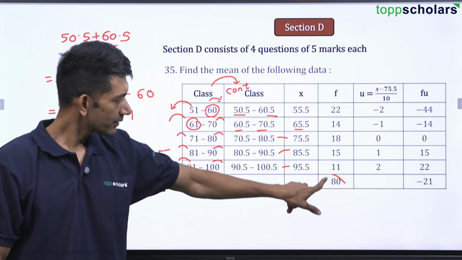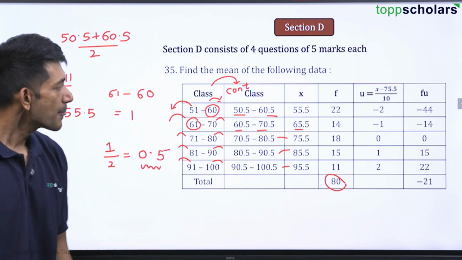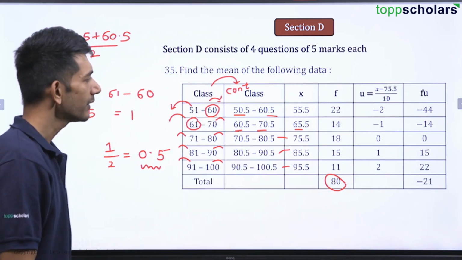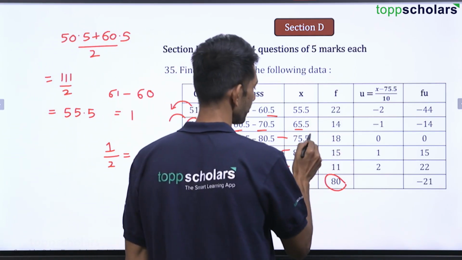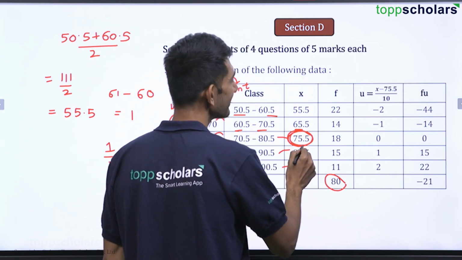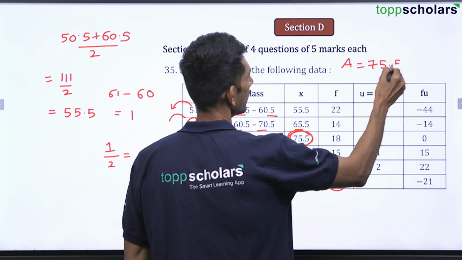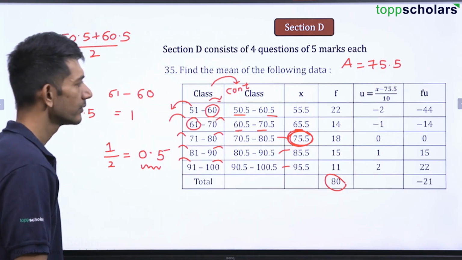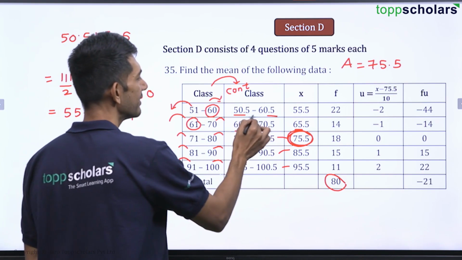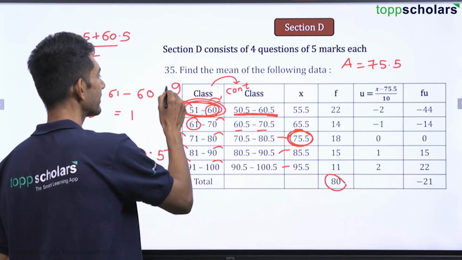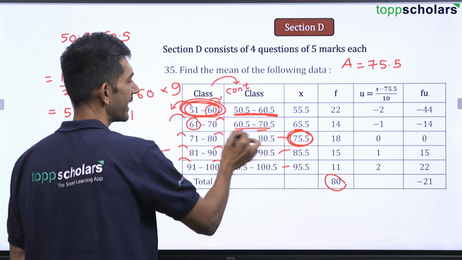Find out the total frequency. Then you find out ui. How do you find out ui? That is xi minus a by h. Take this as a. A is 75.5. H is 10. Right? The gap is 10. Don't take this gap. This gap is 9. The answer will go wrong. Take this gap, 10.